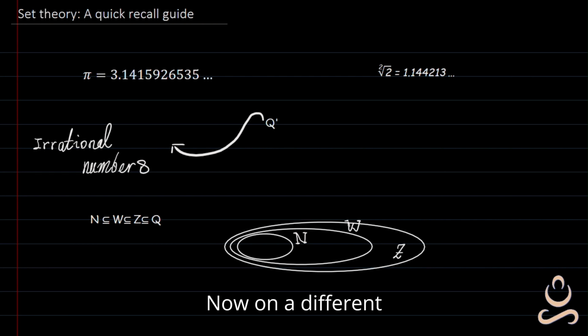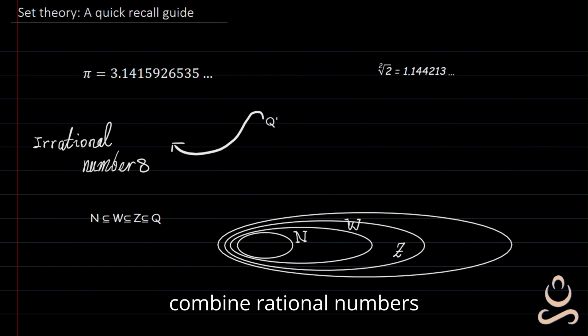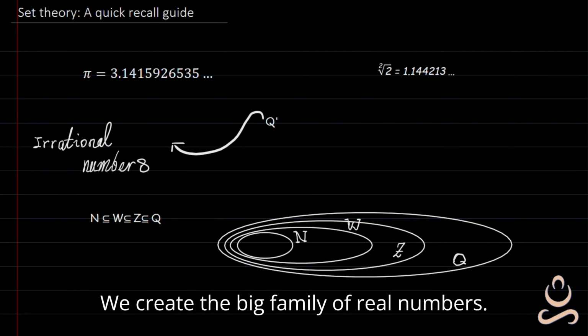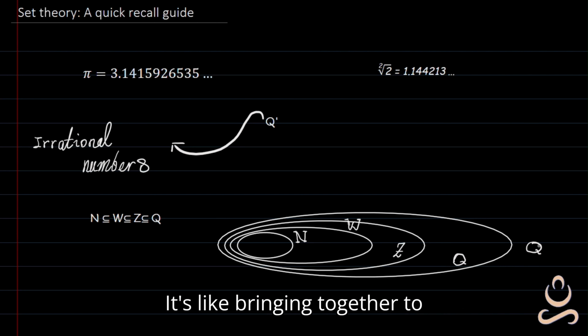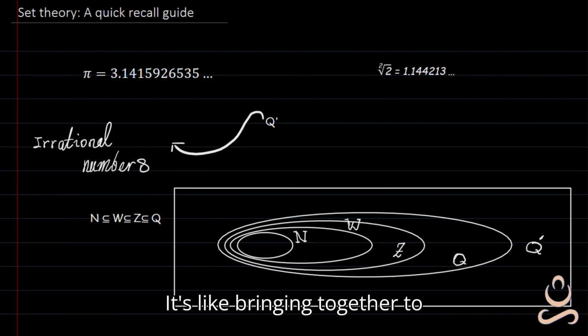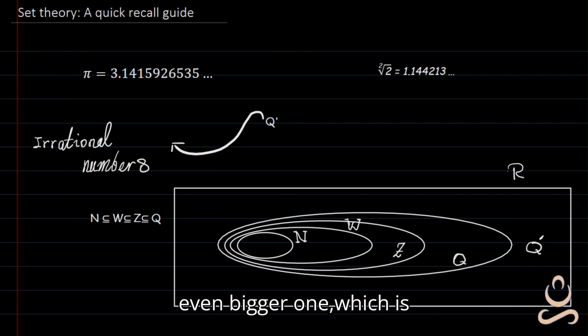Now, on a different note, when we combine rational numbers or Q with their cousins called irrational numbers, we create the big family of real numbers. It's like bringing together two big groups to form an even bigger one, which is called the real number set.